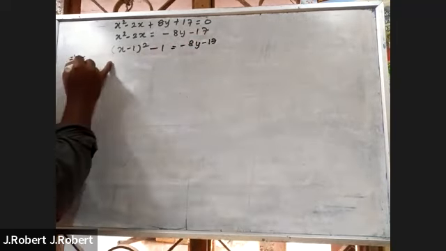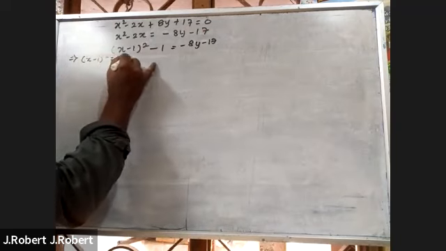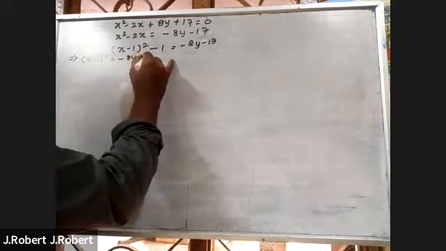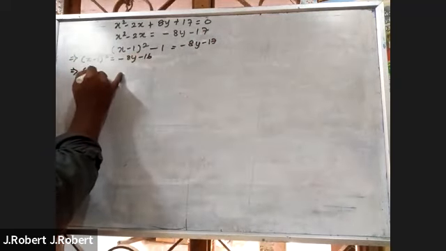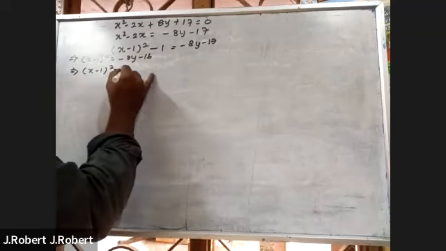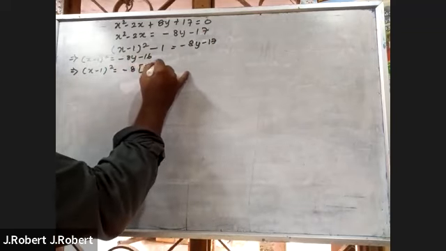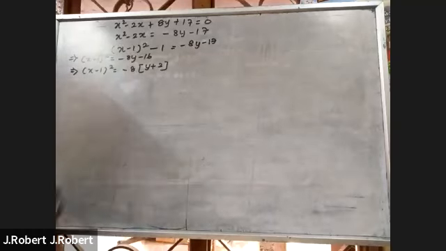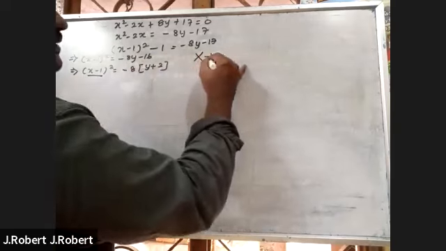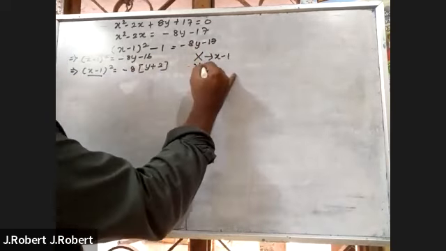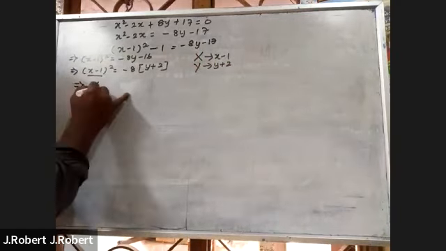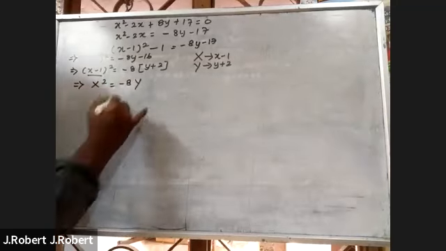This implies x minus 1 the whole square equals to minus 8y. Taking the minus 1 to the other side, it becomes plus 1: minus 17 plus 1 is minus 16. Now I can write this as x minus 1 the whole square. If I take minus 8 common, we get y plus 2. Now I am assuming this x minus 1 as capital X, and y plus 2 as capital Y. Now this becomes capital X squared equals to minus 8 into capital Y.